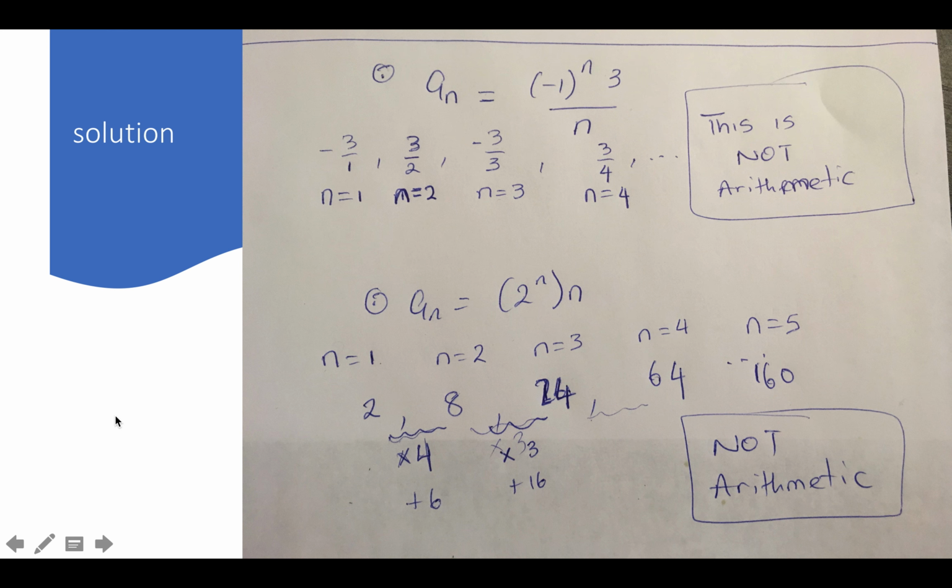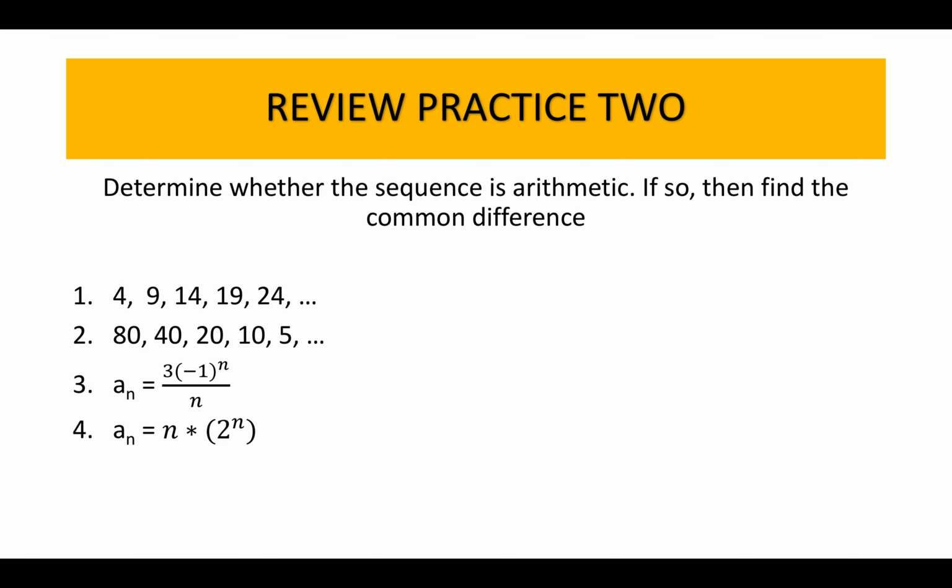So take a look at the first one. I didn't do the first 2 for you because I thought it was pretty simple, so I can just give you the answers. This one, the difference is 5. The common difference here is 5, so the common difference between each term is 5. It's obvious. 4 plus 5, 9 plus 5.